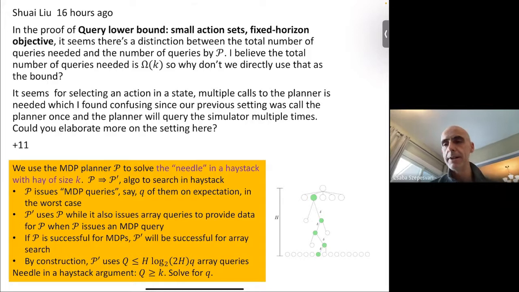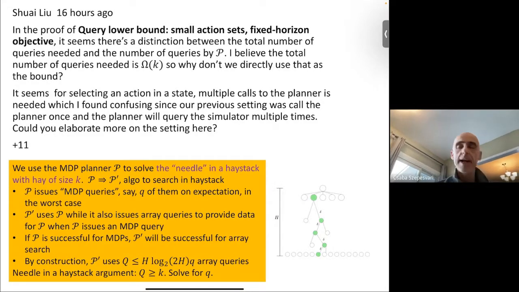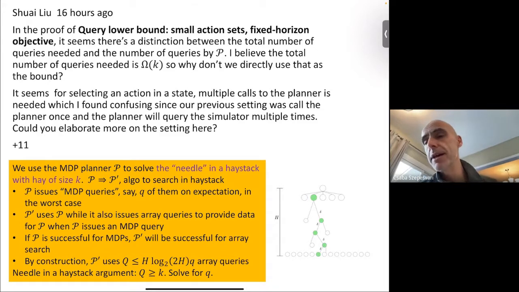So now we arrange for this to hold, but along the way, the MDP planner was issuing a lot of queries, right? So all we can say is that in order to solve one instance as a search problem, we had to issue so many MDP queries. The exact relation is something like that. If the MDP planner issues, say, Q MDP queries on expectation in the worst case, then by its construction, this array search algorithm is using at most h times log h times Q array queries, because for each, we were counting array queries, right?